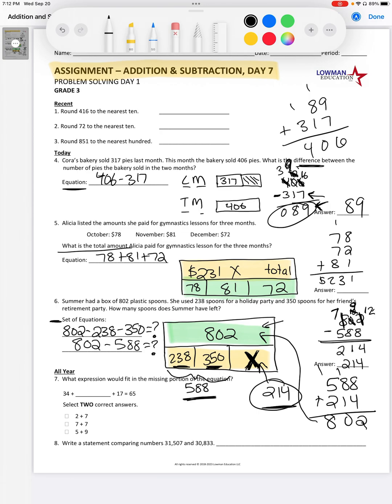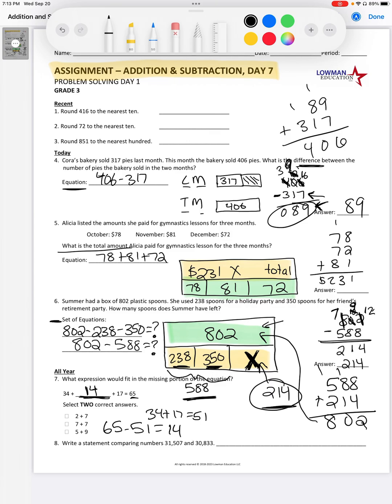Problem 7. Let's just look at it quickly because these really stump us. We struggle with these a bit. 34 plus something plus 17 equals 65. Select 2 correct answers. Well, the first thing I need to do is add up my 34 and 17. 34 and 17 equals 51. To find the value of the missing section, I now need to take the total 65, subtract the two parts I know, very much like the strip diagram above, and I am left with 14.